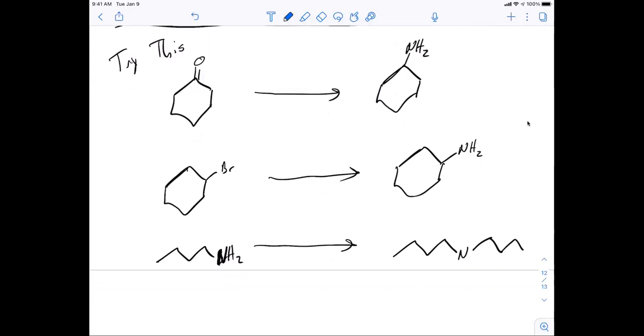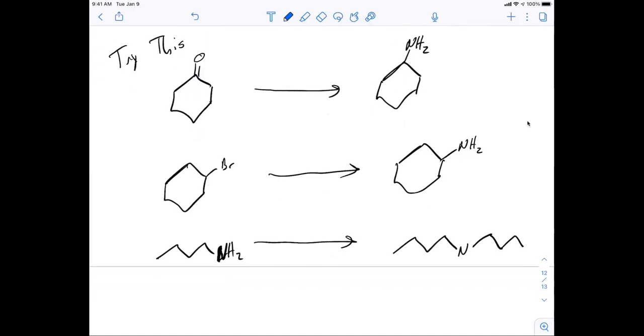Think about what you're doing. Are you adding carbons and nitrogens or just nitrogen? And think about what you're starting with. Is it a carbonyl? Is it an alkyl halide? Is it a carboxylic acid? And some of these have more than one right answer.